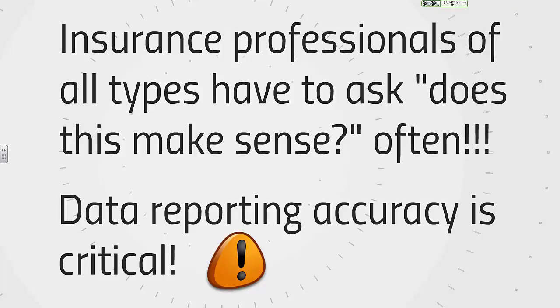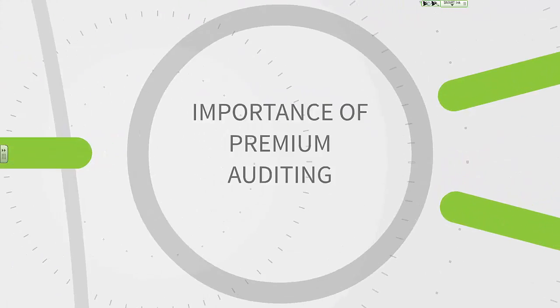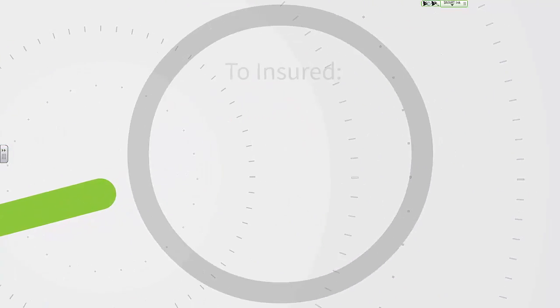In the insurance world, data reporting accuracy is critical. If data is not reported accurately, insurance premiums can be inadequate, which could hurt both the insurer and the insured. Next, the data must be reported to underwriters and other appropriate personnel, including, in some cases, the insured. So let's end with the importance of premium auditing. First, to the insured, and then to the insurer.